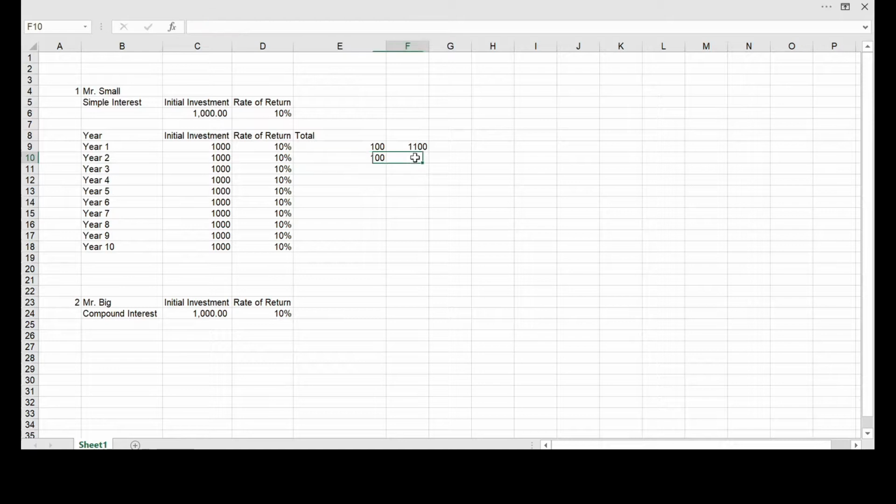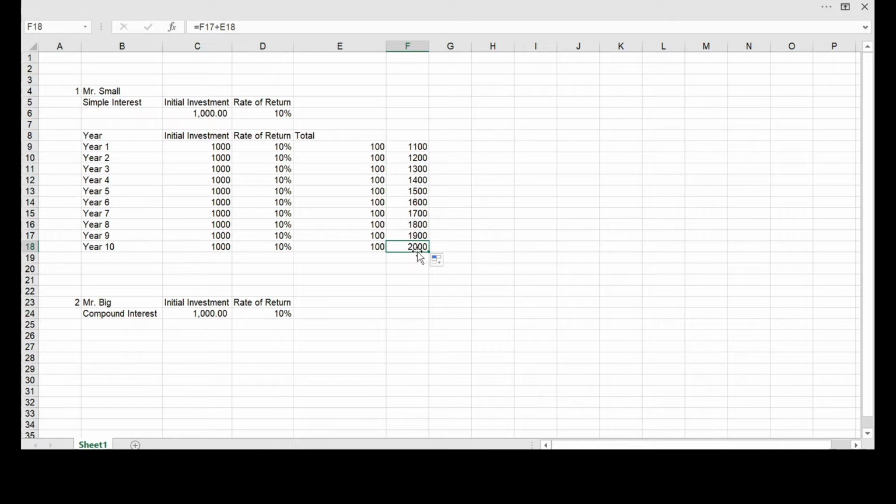Now, what we will do now is that we shall add the first year earnings on the earnings of the second year. And by the end of the second year, Mr. Small would have already earned $1,200, which includes his investments and his earnings for the first year and second year. So let us do the same calculation for the rest of the year until year 10. So we just drop the formula.